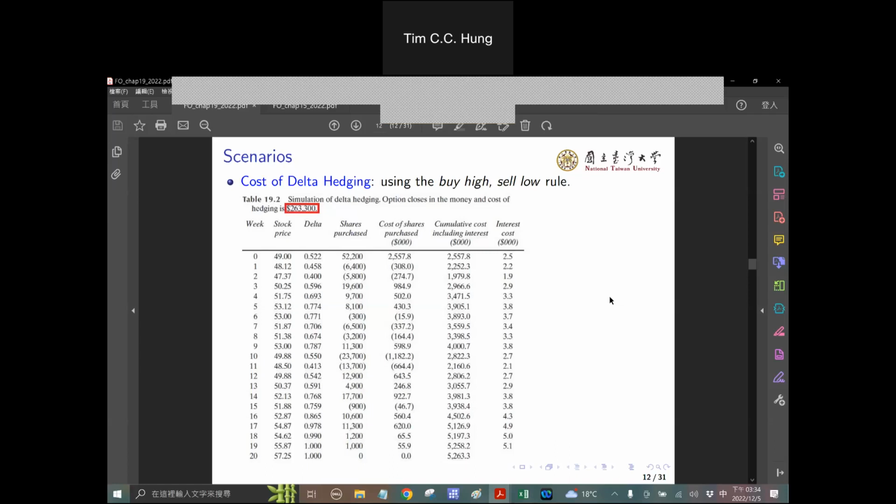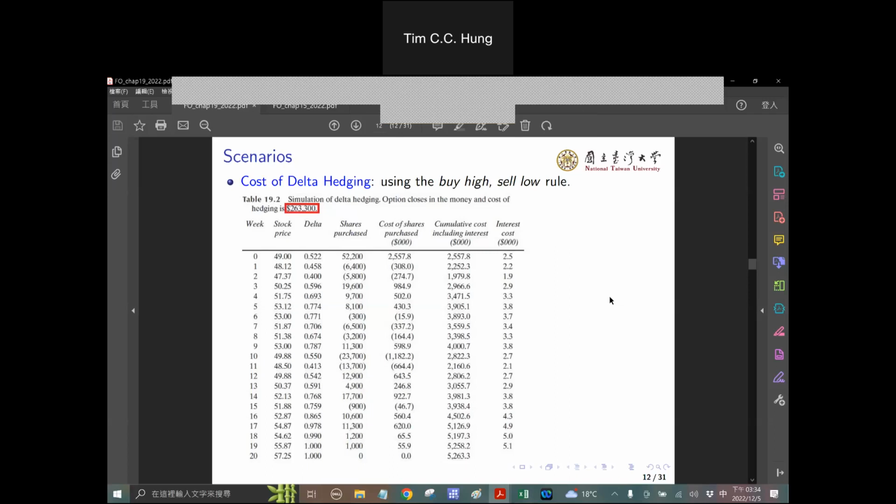The delta of the options is 0.522. So we short 100,000 options and hold just 52,200 shares of the underlying stock. What is the cost? The cost is over here: the price of the stock multiplied by how many shares we purchased. Don't worry too much about that. Just take a look at it, and we know what it means.